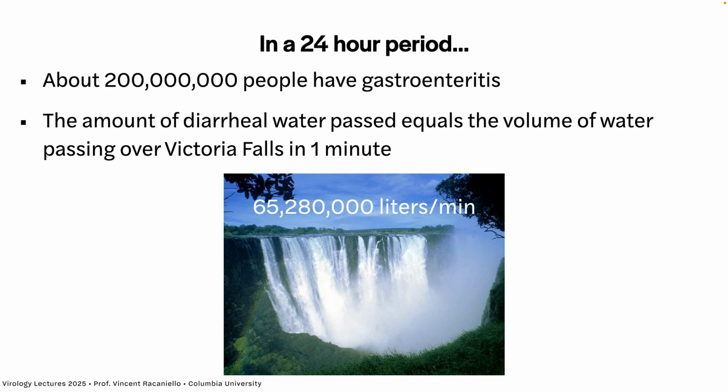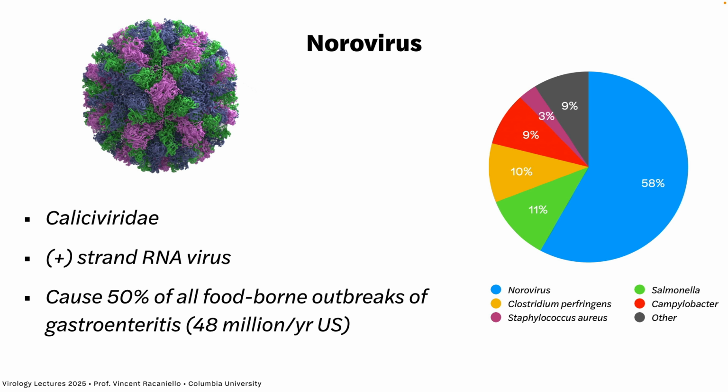That's a very cool fact, don't you think? So norovirus is a major cause of gastroenteritis. In fact, this is a pie chart of causes of gastroenteritis. Norovirus, 58% of all cases. And then we have Salmonella, Clostridium, Campylobacter, Staph aureus, and others as well. But norovirus is the queen, and it is a caliciviridae. It's an icosahedral virus, much like poliovirus, with a plus-stranded RNA genome. And causes 50% of all foodborne outbreaks of gastroenteritis.